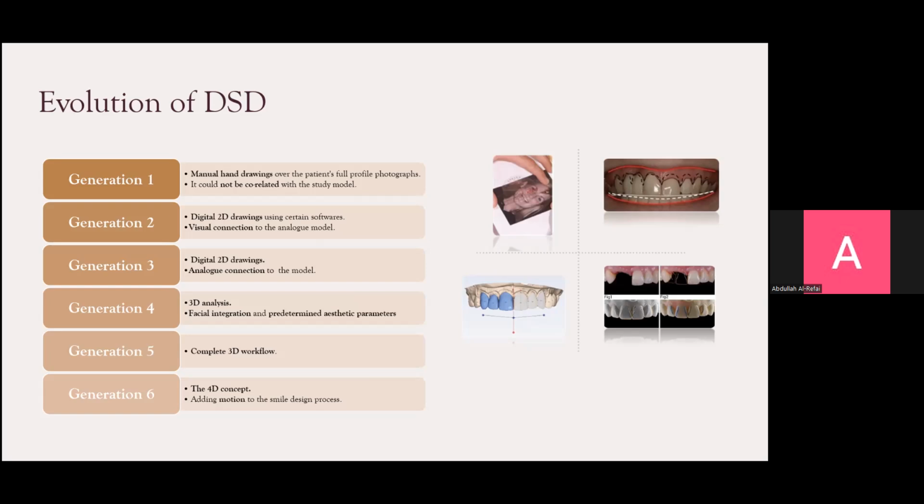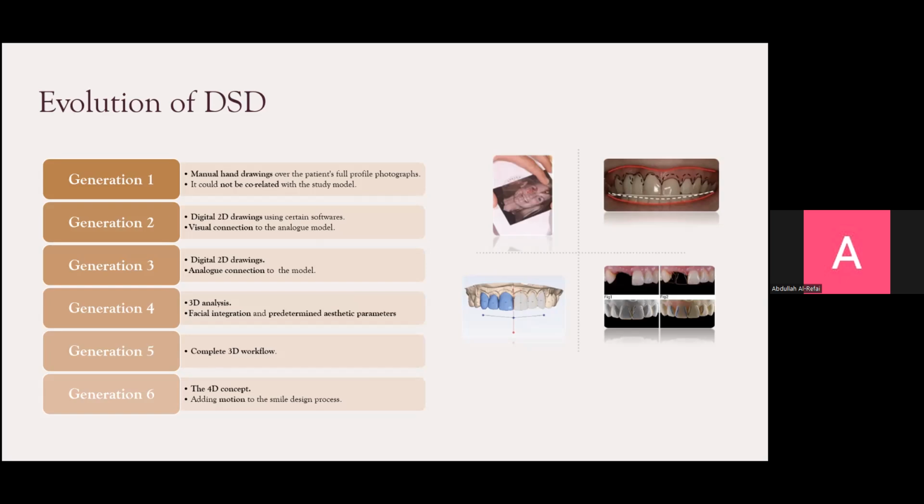Okay, in generation 2, they utilized a digital two-dimensional drawing using certain software such as PowerPoint, Keynote, and Photoshop with a visual connection to the analog model. So here the technician has a two-dimensional digital drawing in front of him, and he tries to simulate what he sees on the cast by doing a wax-up. So we can call this a visual connection.